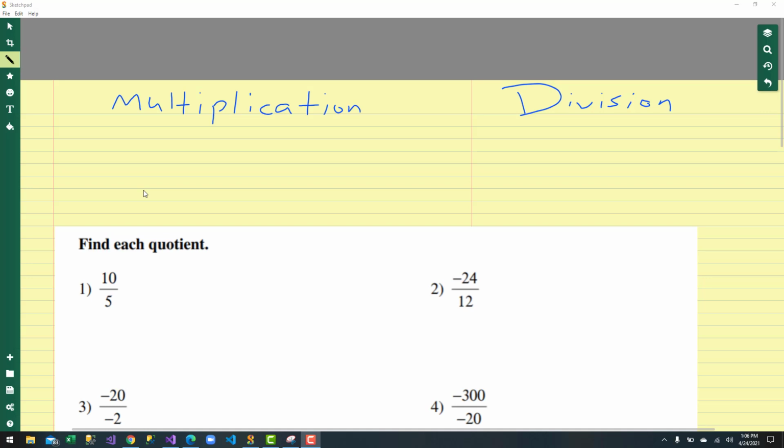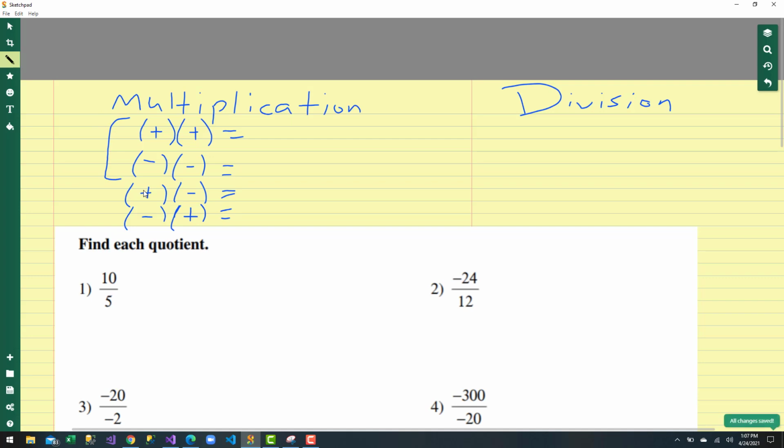For multiplying integers, we have four types of permutations or use cases. We have a positive times a positive, a negative times a negative, a positive times a negative, and finally a negative times a positive.